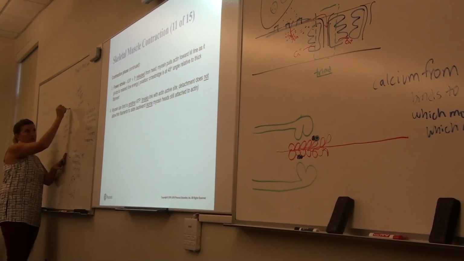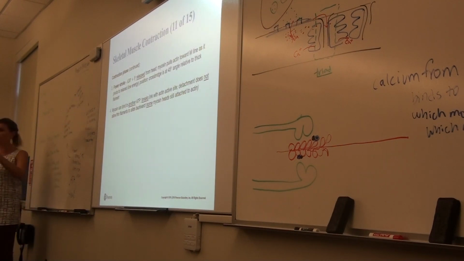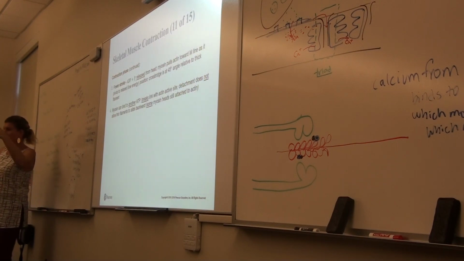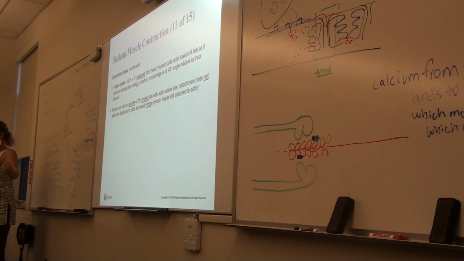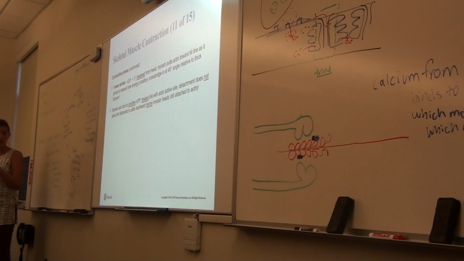And it detaches. And then it's cocked and ready to go again. And then it binds. And then power stroke. And then a new ATP comes in and releases it. And then it binds, and then the power stroke, right? It's this cycle over and over again. The key here is that a new ATP has to be used. Otherwise, your muscle's gonna be stuck, right?